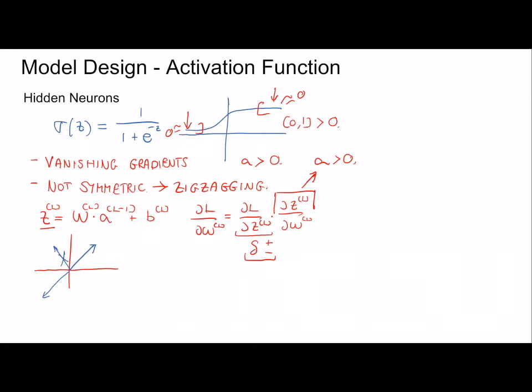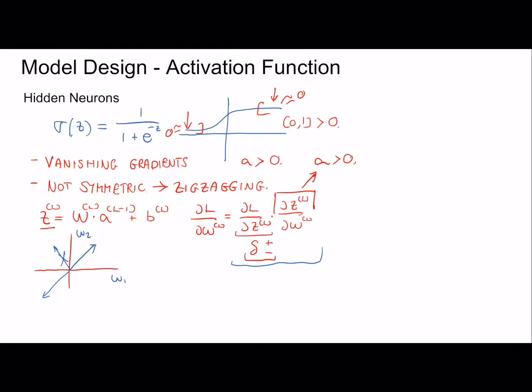This is not allowed, because if this was W1 and W2, then W1 would be moving in the negative direction and W2 in the positive direction. But that's not possible, because this is constant for both of them, and this is always positive. So they have to move either all in synchrony to larger values, or all to lower values.